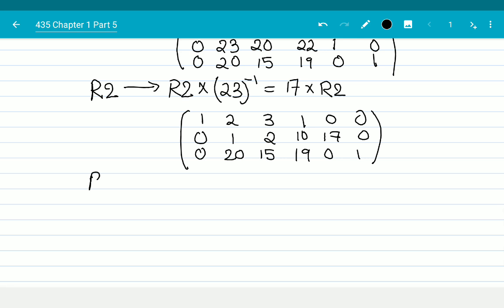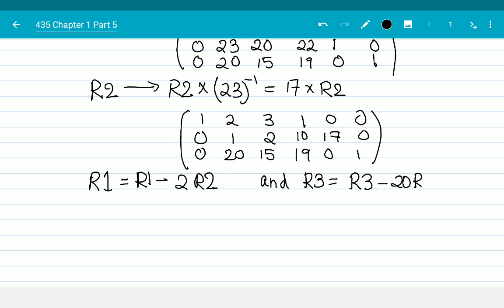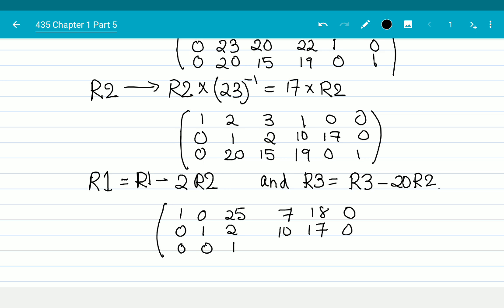Okay, next operations. R1 is equal to R1 minus 2 R2, and R3 is equal to R3 minus 20 R2. Okay, doing this gives me 1 0 25 7 18 0, 0 1 2 10 17 0, 0 0 1 1 24 1.